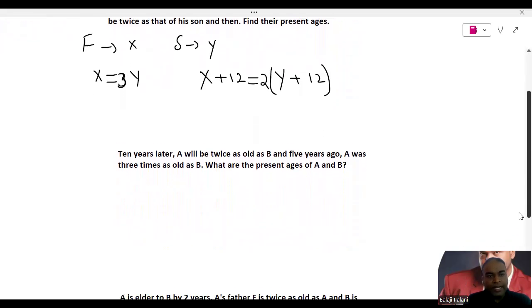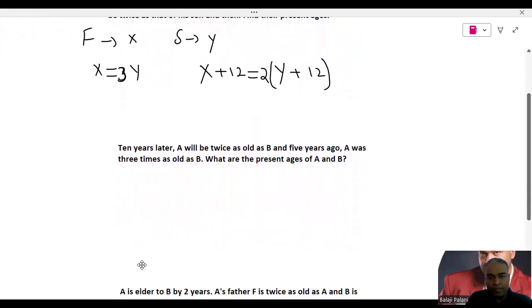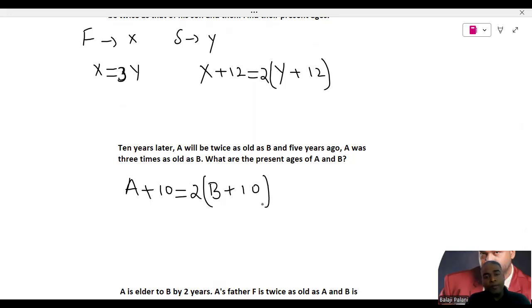So the next question is: 10 years later a will be twice as old as b. Here a and b are the ones being related, so we can take a and b. 10 years later, blindly add 10 years extra to both: a plus 10, b plus 10. Now see, a will be twice as old as b. So there is a difference between 2b plus 10 and 2 times b plus 10. 2b plus 10 is 10 years more than twice b's age. We can see such sums. So for 10 years later, like the previous question, take a plus 10 and b plus 10. a will be twice as old as b.